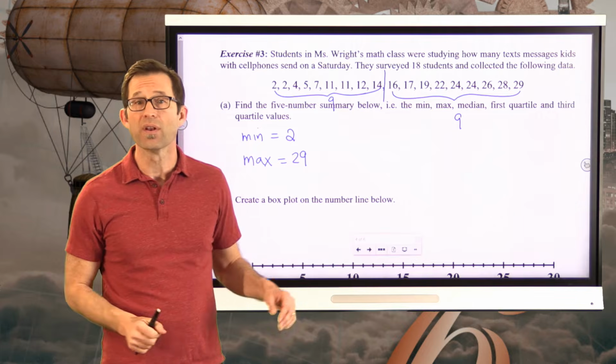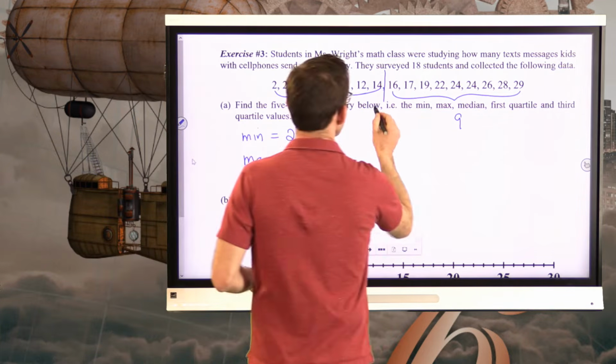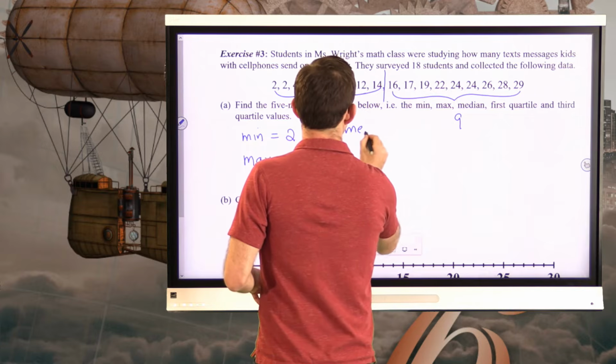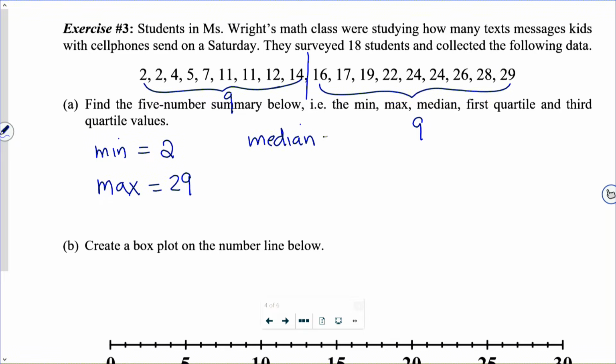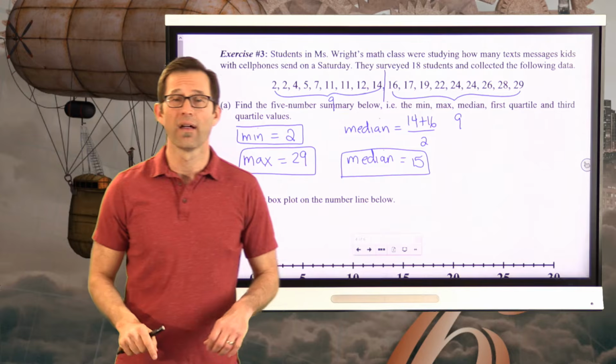Now, because there's an even number, there is no number right in the middle. So to figure out what the median is, we're going to find the number that's right between 14 and 16. We really don't have to find the average to do that, because obviously the number that's right between 14 and 16 is 15. All right, and that's one of my numbers. Now let's find that first quartile and that third quartile.